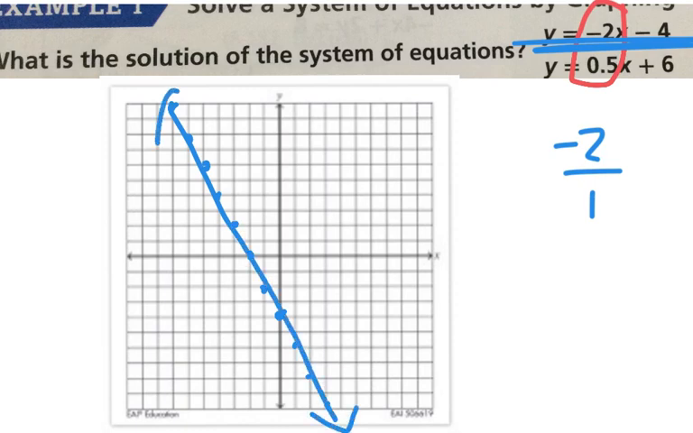There's me graphing the first equation. Any questions there? The second one I'm going to fix. I don't like the way it looks. So 0.5x is a decimal. I can write that as a fraction. What is 0.5 as a fraction?